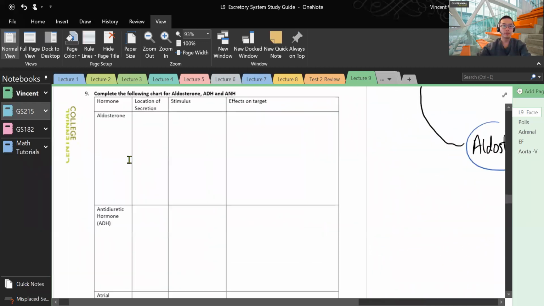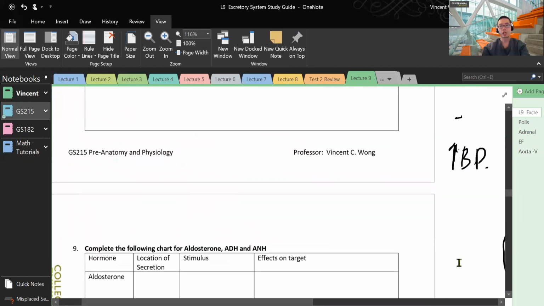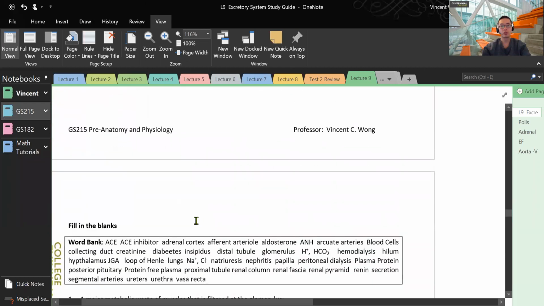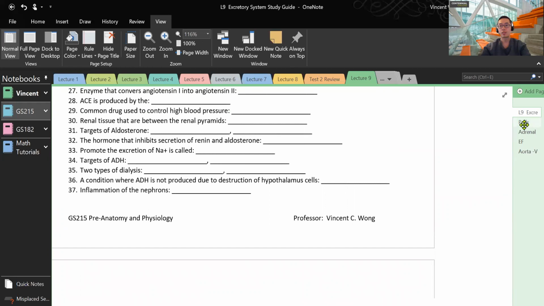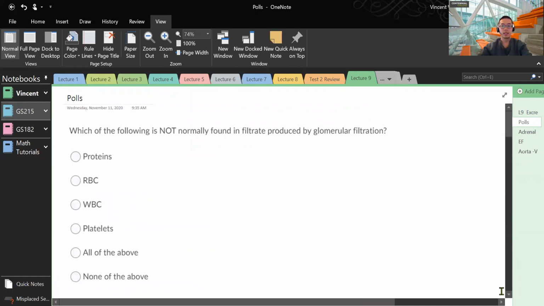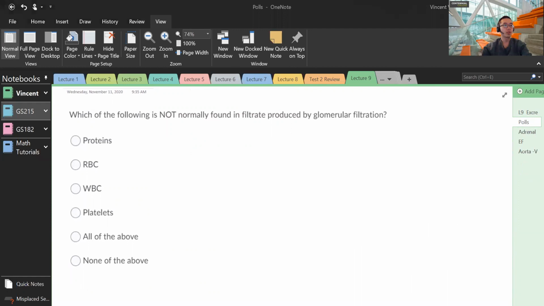There's a hormone chart for aldosterone. There's something called antidiuretic hormone, which helps you conserve water, and then ANH. The chart is filled in the lecture recordings, so I'll let you watch that on your own. I'll post the answer for the fill in the blanks. Let's do some poll questions. Let's take up some of these questions. I will launch the poll. Go ahead, the first one.